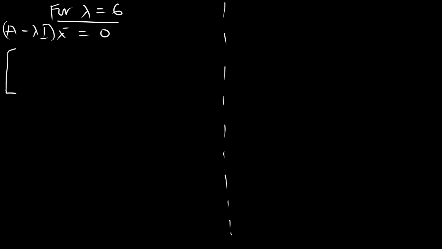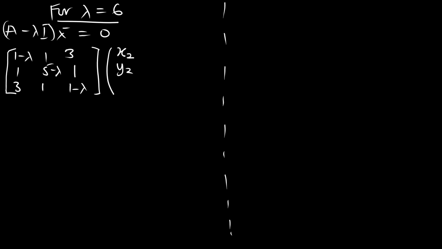So straight away, for lambda equal to 6, we are going to have A minus lambda I times the vector is equal to 0. A minus lambda I, this is the expression that we have. We have 1 minus lambda, 1, 3, 1, 5 minus lambda, and 1. We also have 3, 1, and 1 minus lambda. Since this is the second part, we can say our vector is x2, y2, and z2. Everything is equal to 0.